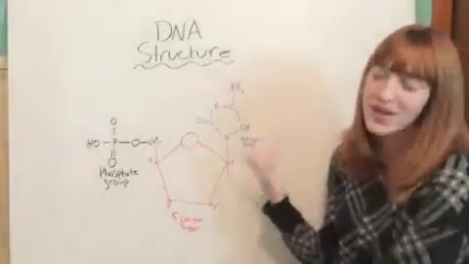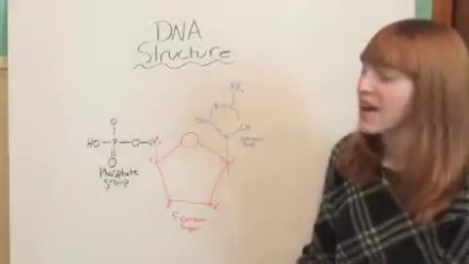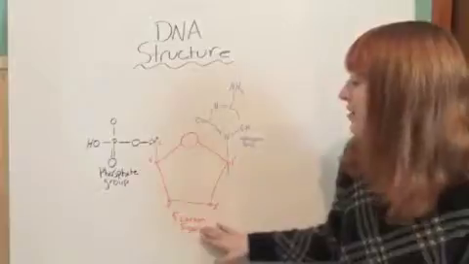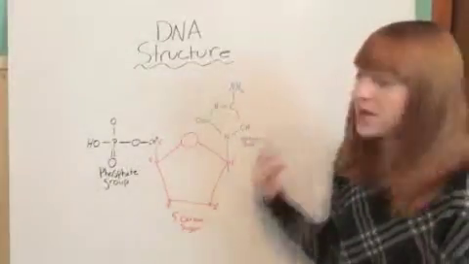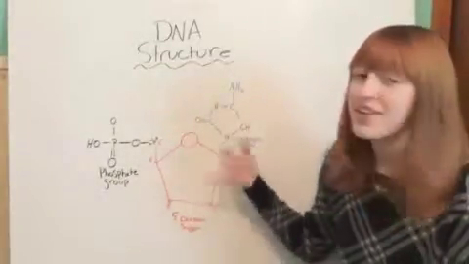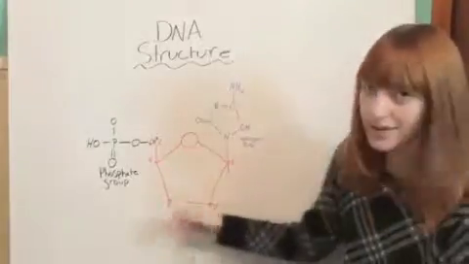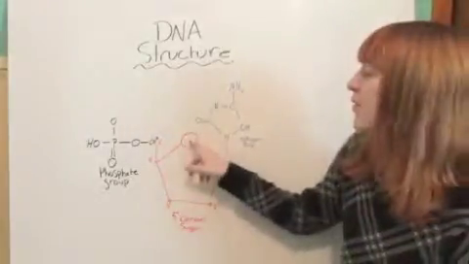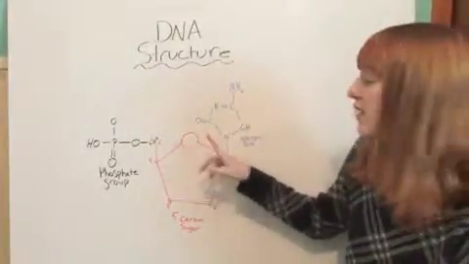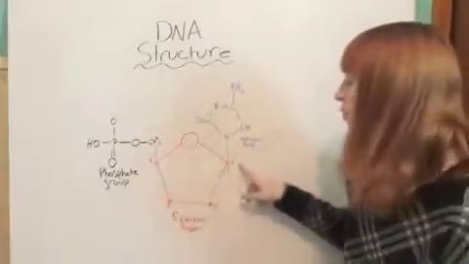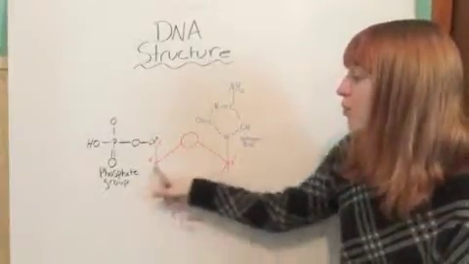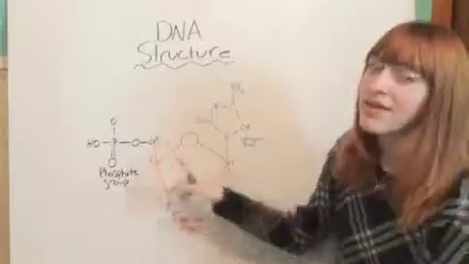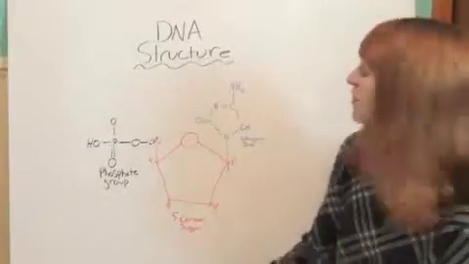So here we have a nucleotide. There are three pieces to a nucleotide: the phosphate group, 5-carbon sugar, and a nitrogen base. 5-carbon sugar is thus named because it has, well, 5 carbons. Starting at the oxygen, we name them in a clockwise direction: 1', 2', 3', 4', and 5'. This will be important in the structure of DNA.